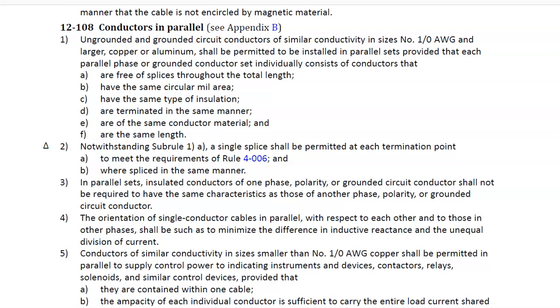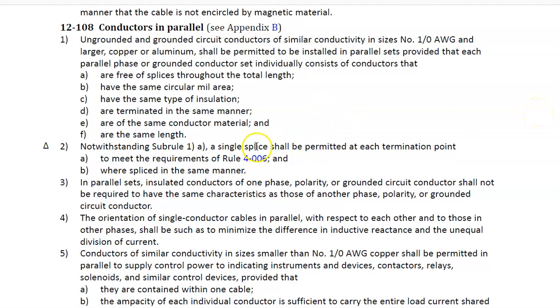Specifically, what you should know is that ungrounded and grounded circuit conductors in sizes 1/0 and larger can be paralleled. Okay, it has to be 1/0. If it doesn't have the slash rating, it is not good to be paralleled. So it needs to be at least 1/0. It cannot be a number 1. We're allowed to parallel them, but they have to be the same circular mil size, the same type of insulation, the same manner of installation, the same conductor material, and the exact same length, with no splices through.